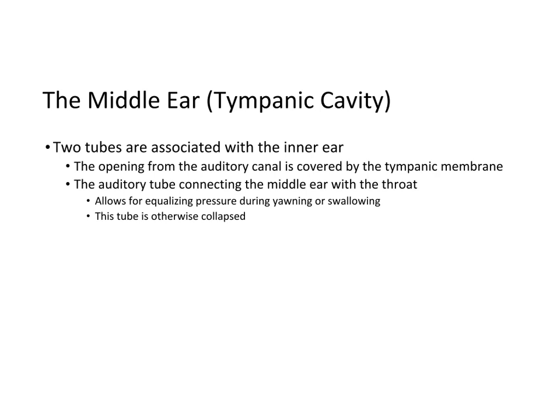So if you've ever been on an airplane, for example, and the pressure in the cabin changes, you might feel like you need to yawn or something to pop your ears. And so the tubes allow you to do that. This tube is otherwise collapsed unless it opens up when you're equalizing pressure.